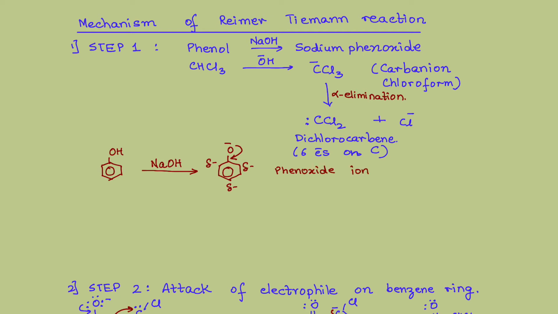And if it is electron rich, that means it wants somebody who is positive in nature. In other words, it is going to behave as a nucleus-loving species, or as a nucleophile. Come to chloroform, CHCl3. Now we know that chlorine with respect to carbon is highly electronegative.